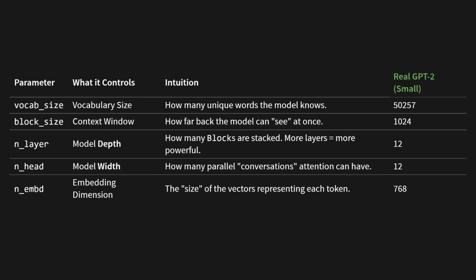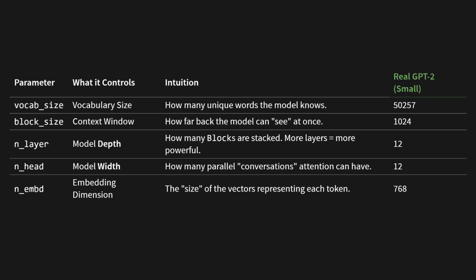Then, n_layer. This is the model depth. It's how many of those transformer blocks are stacked on top of each other. More layers means a more powerful model. The small version had 12. After that comes n_head. This is the model's width, or parallelism. It controls how many parallel conversations the attention mechanism can have at once. We'll dive deep into this. GPT-2 also used 12 for this.